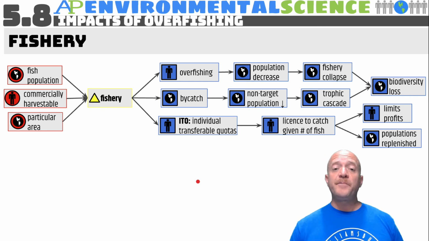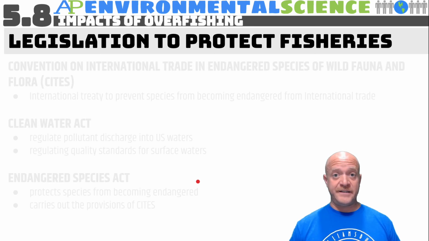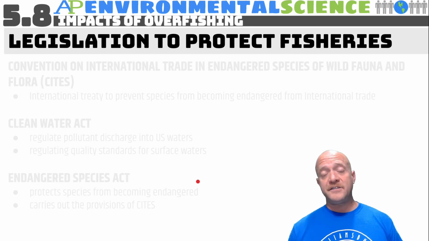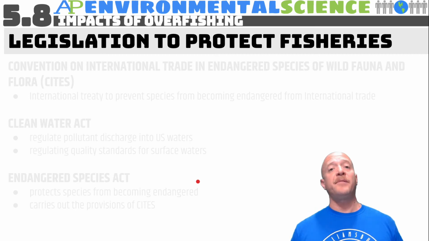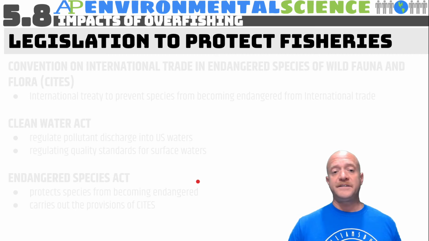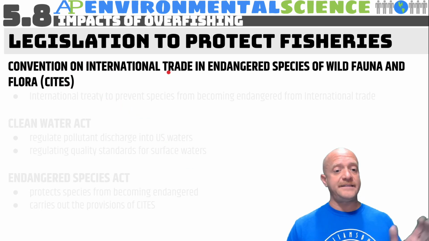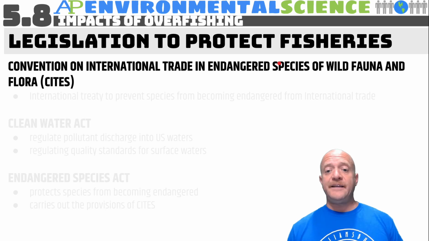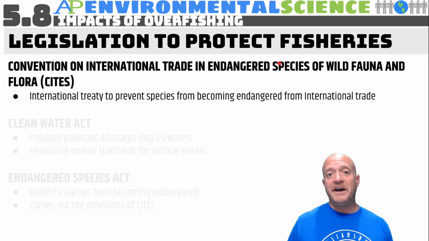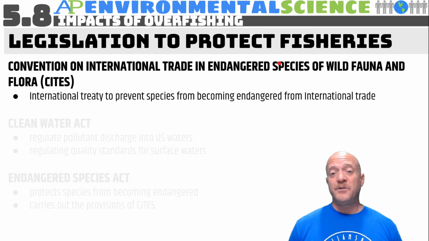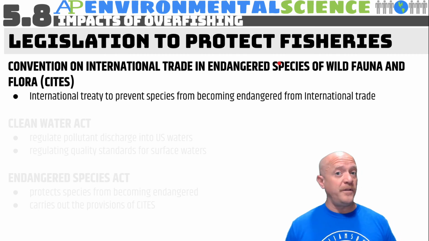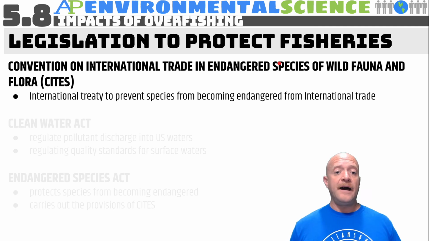So there have also been laws enacted to protect fisheries around the world. These are 3 of the laws that you are responsible for knowing, and they could apply to other aspects of this course as well. The Convention on International Trade in Endangered Species of Wild Fauna and Flora, just remember it's CITES. If you legitimately remember CITES, that's good enough. It's an international treaty that prevents endangered species from being traded. So if there's a species that's endangered globally or in a particular area, it prevents international trade.